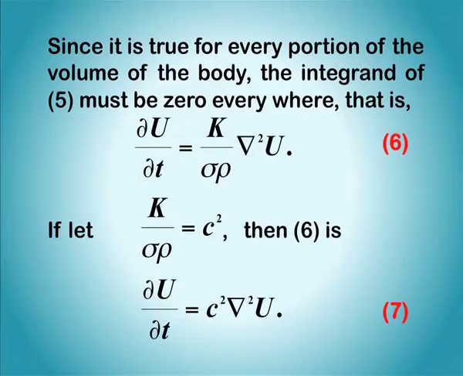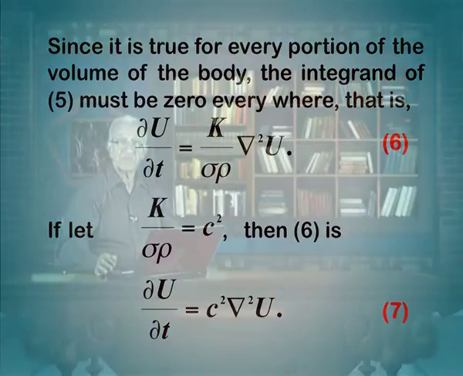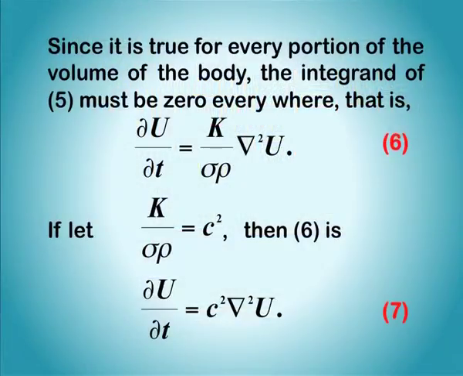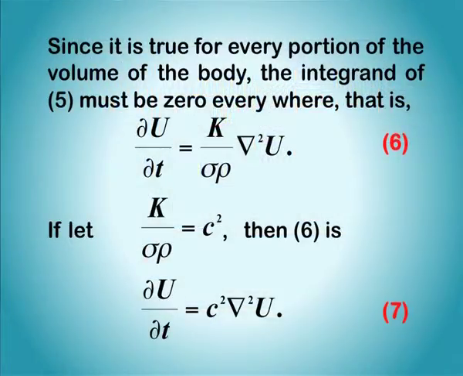Since it is true for every portion of the volume of the body, every portion of capital V that you have seen in the figure, the integrand of 5, the last equation, must be 0 everywhere. So, we write partial derivative of u with respect to the time t is equal to capital K, constant, specific heat and then density, delta square u, that is equation 6.